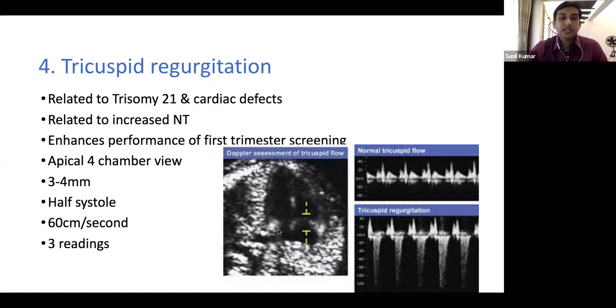There are standard criteria to assess tricuspid regurgitation. There should be an apical 4-chamber view and a 3 to 4 millimeter gate volume. Then the regurgitation, that is at half systole, should be assessed. If the regurgitation velocity is more than 60 centimeter per second, it is abnormal. At least 3 readings should be taken. This is a normal tricuspid flow where regurgitation is not that much. Here you can see a high regurgitation.